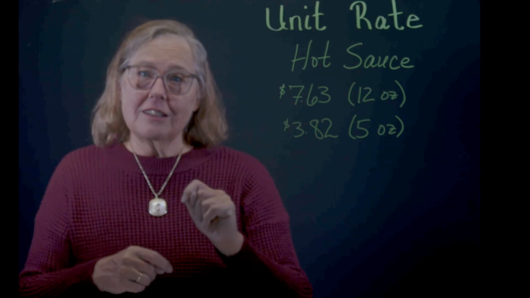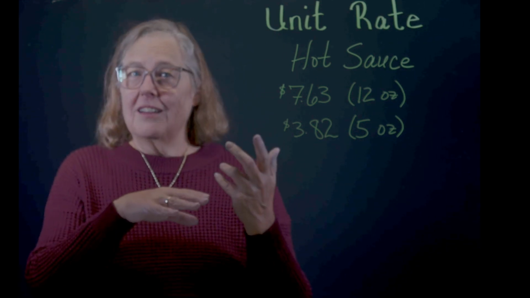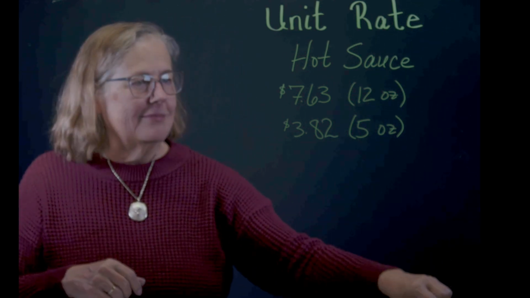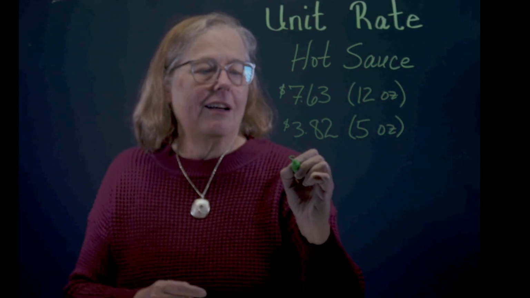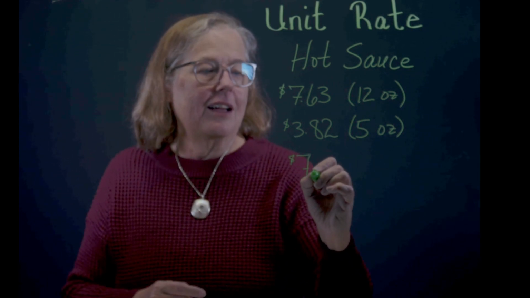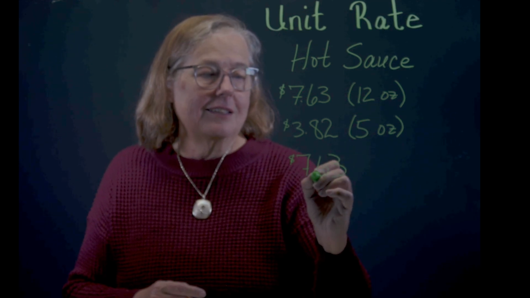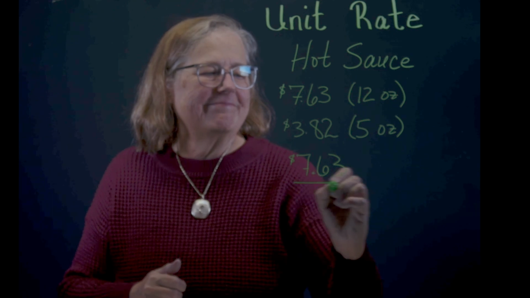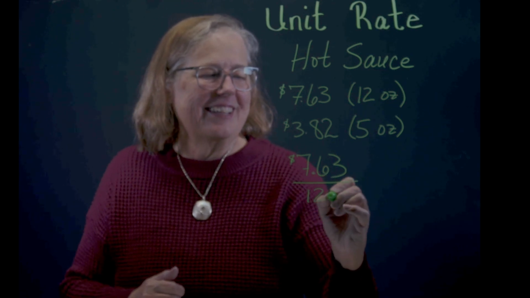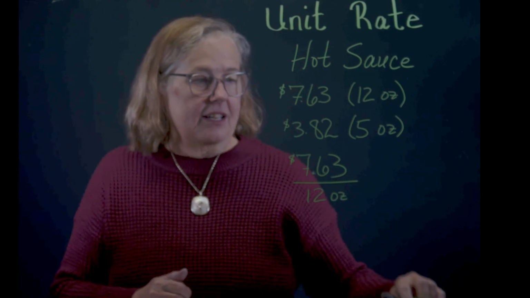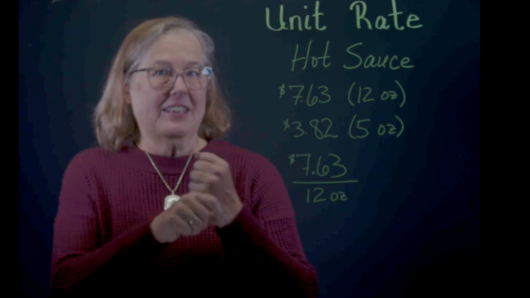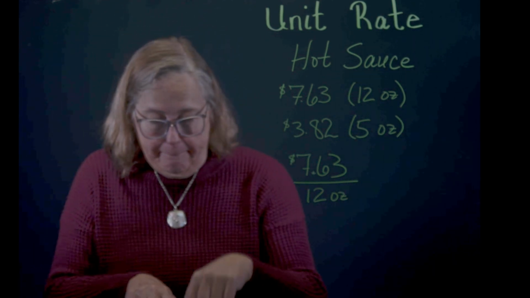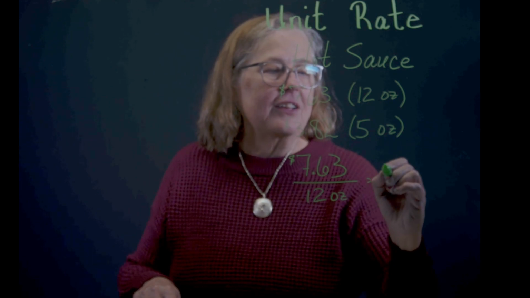Do it on your paper first. You try it. Hit pause. What number is going to go on top? Right on. We're going to put money on top. Well, what are we going to put on the bottom? 12 ounces. Good job. Now what do we do? Yeah, we're going to grab that calculator, which I did before. Here it is.